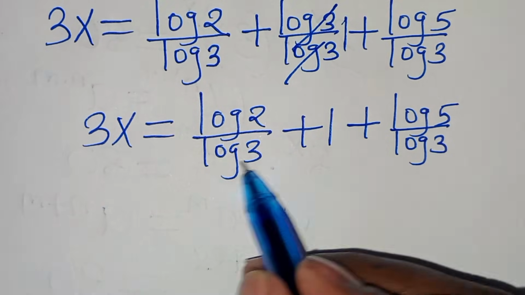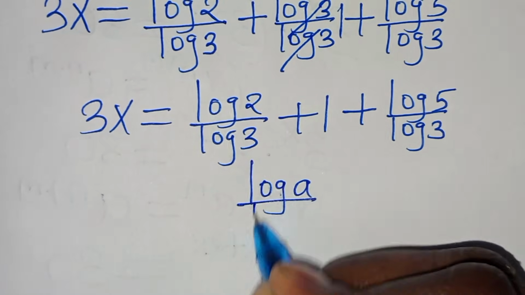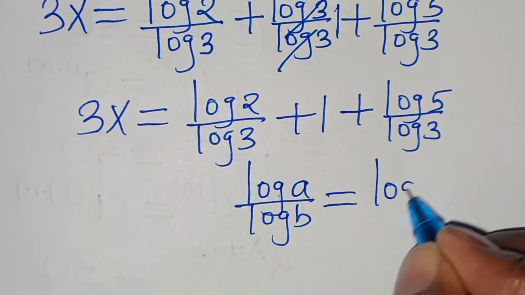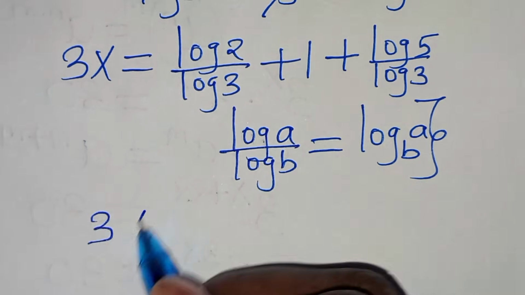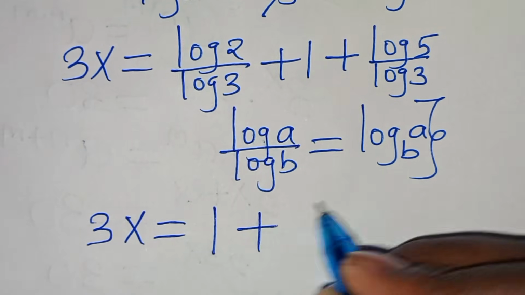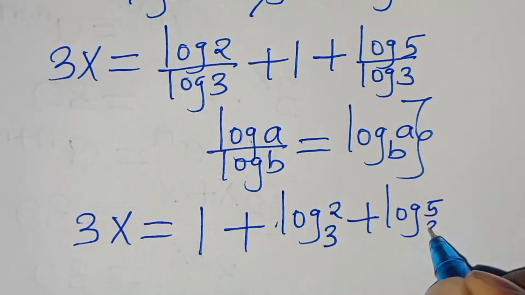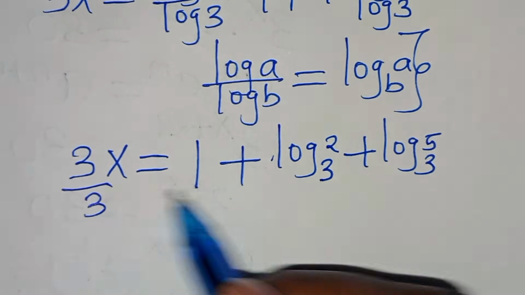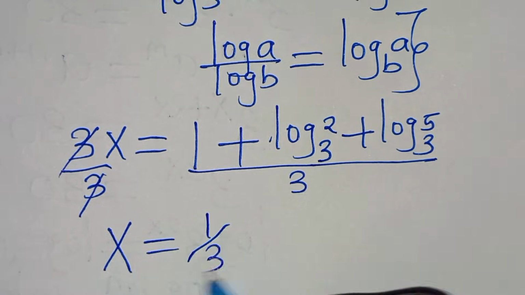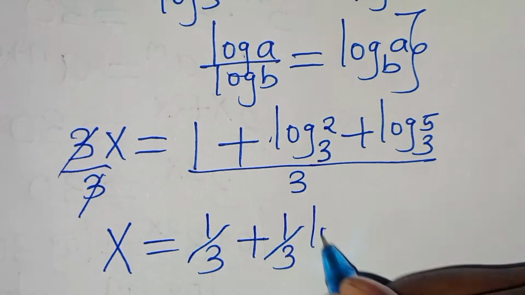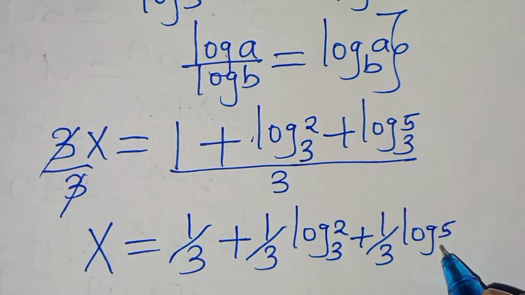So log 2 over log 3 and log 5 over log 3, this is in the form of log a divided by log b, which you can express as log a to base b. Applying this property, then we have 3x. This is equal to 1 plus log 2 to base 3, then plus log 5 to base 3. And the next step is to divide both sides by 3, so that we have that x here is equal to 1 over 3 plus 1 over 3 log 2 to base 3, then plus 1 over 3 log 5 to base 3.